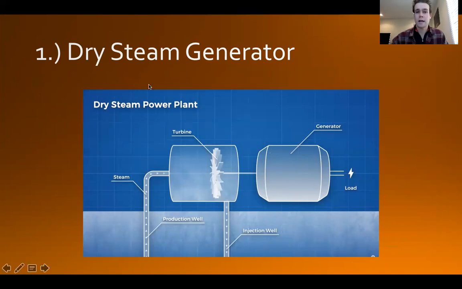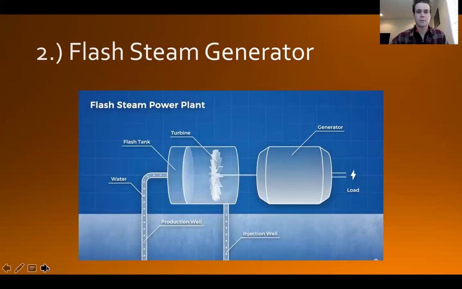The first type is dry steam. So, essentially, this pulls steam from underground, from a geothermal reservoir, and the steam is used to spin a turbine, which allows a generator to produce electricity. And then the excess water and steam is injected back into the ground.